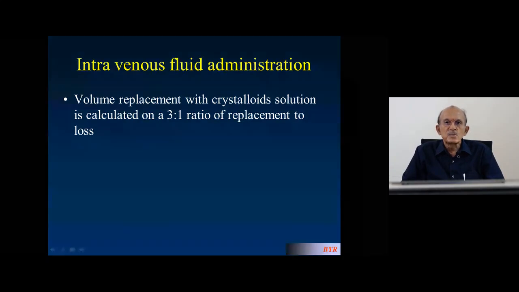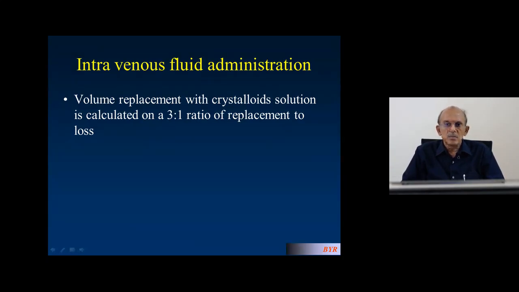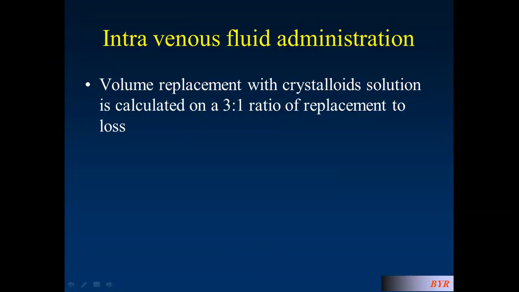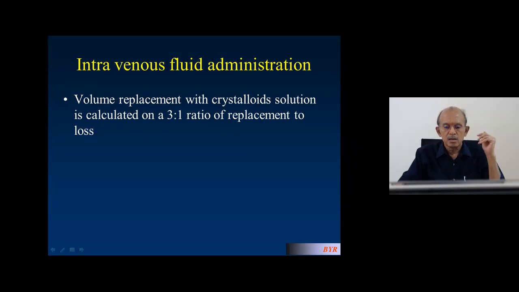Then you estimate how much blood the patient has lost by the parameters. We have seen the parameters: the pulse rate, the blood pressure, the urine output, the warmth of the skin, the cyanosis, then whether the patient is anxious or calm. Basing on that, you can calculate the amount of blood that is being lost. Of course, it is an approximate guide. So let us say 1 liter of blood is lost.